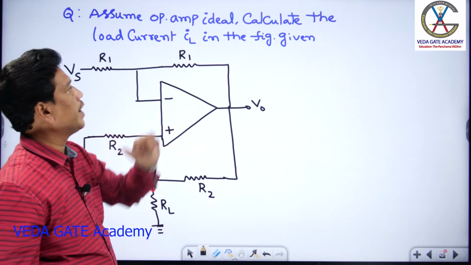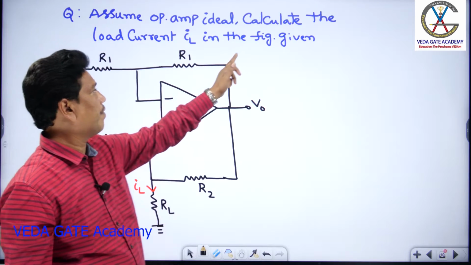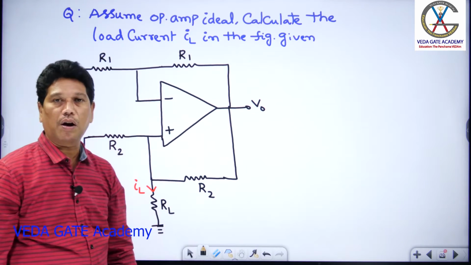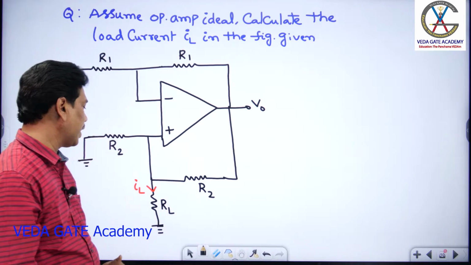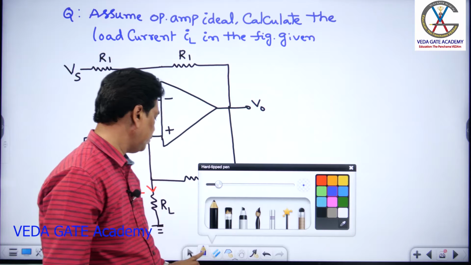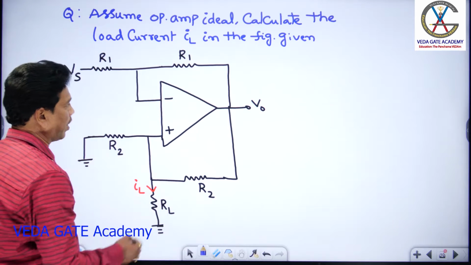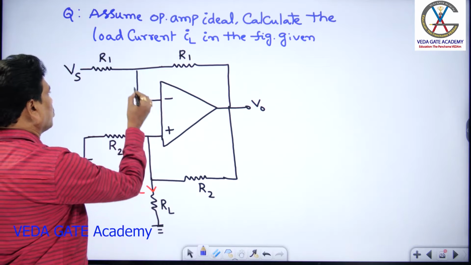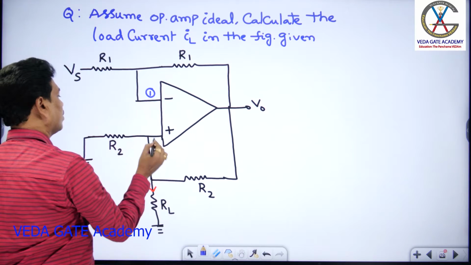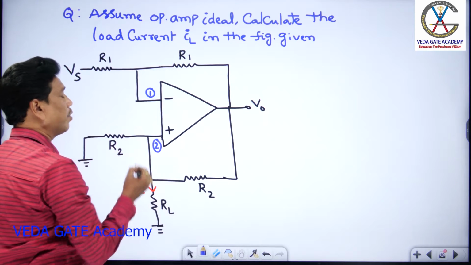Assume the op amp is ideal. Calculate the load current IL in the figure given. So this op amp should be considered as ideal, asking this load current IL there. Now you can check out what that load current is. See, so now this is a closed loop circuit, asking the load current here. Now using virtual ground, assume that this is node 1, this is node 2, inverting node I call node 1, non-inverting node 2.